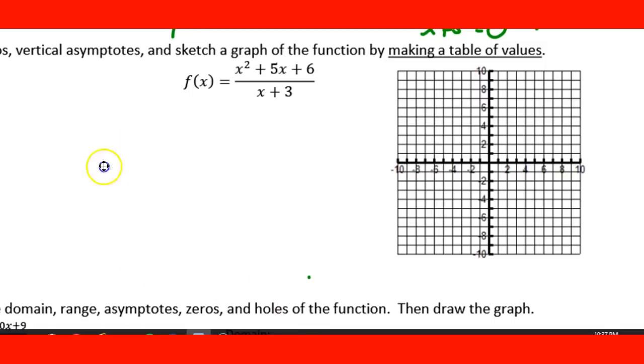Alright, so now let's look at number 9. Number 9 says find zeros, vertical asymptotes, and sketch a graph of the function by making a table of values. Okay, so let's go ahead and dig in. First, let's look for the horizontal asymptote, that way I don't have to factor anything yet. The degree at the top is larger than the degree at the bottom, so there's no horizontal asymptote.